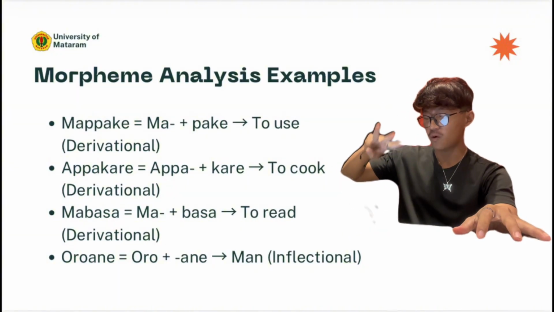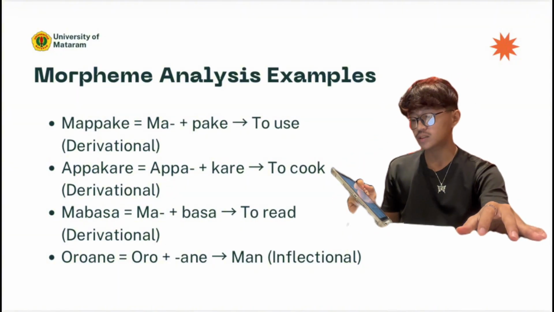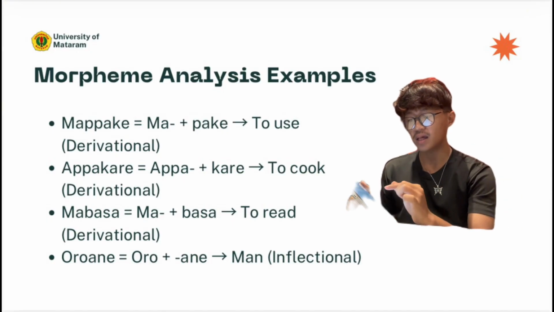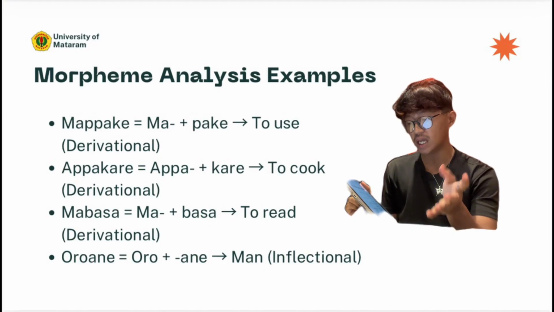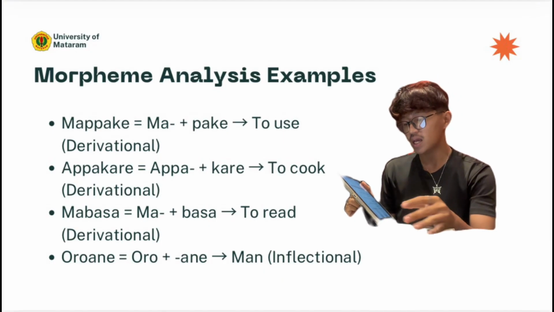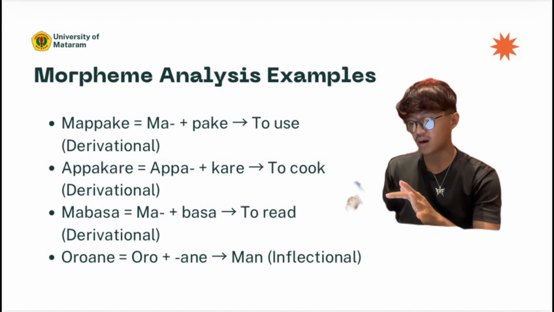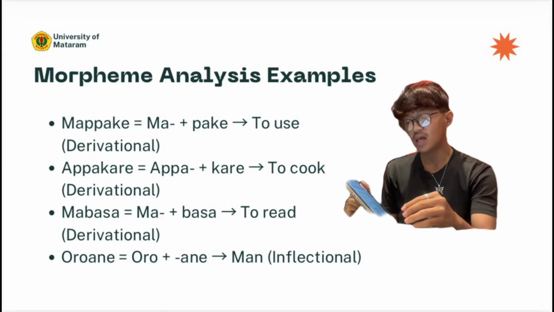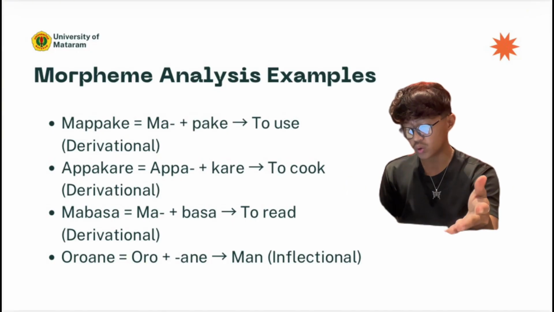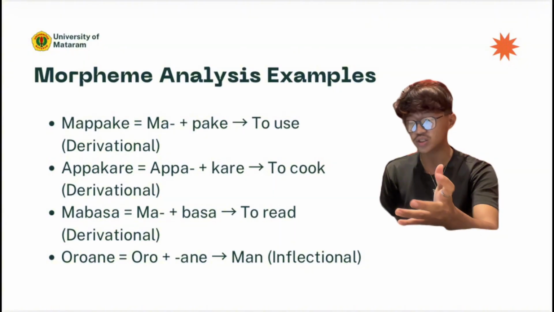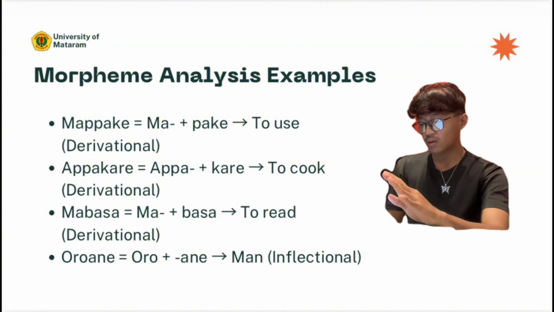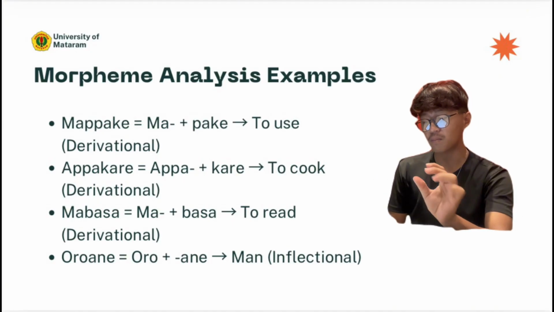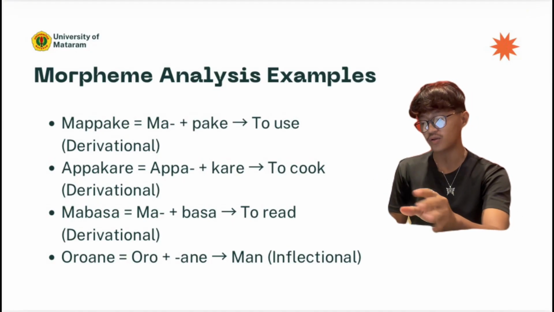There are three words from the Bugis language. The first one is mapake. So they are the prefix ma plus pake, that means to use in English, which is derivational. And the second one is apakare. Apa is a prefix added to the form kare, that means to cook. Also derivational. And the next one is mabasa. The prefix ma plus basa, that means to read, also derivational.